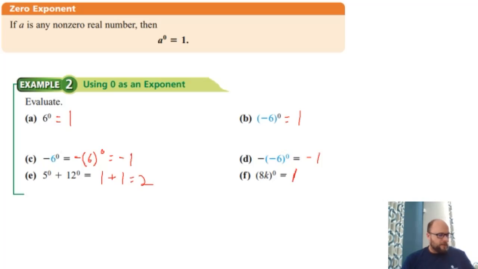So for that one, again, it will be 1, but there is the possibility that if k was 0, then it wouldn't work. So we do have to put one little stipulation here that the answer is 1 as long as k does not equal 0. Because if k equals 0, then it doesn't work.